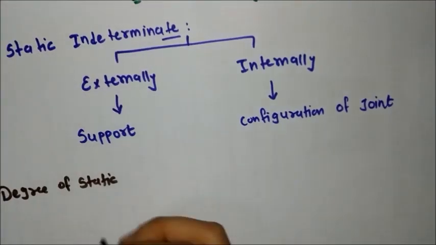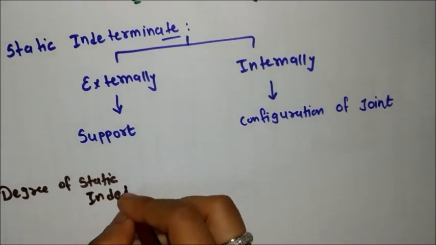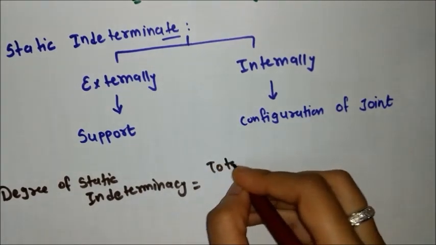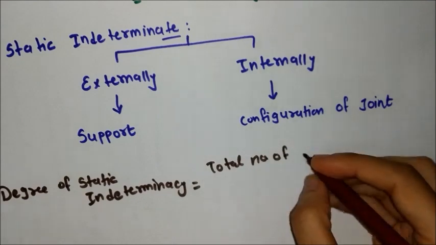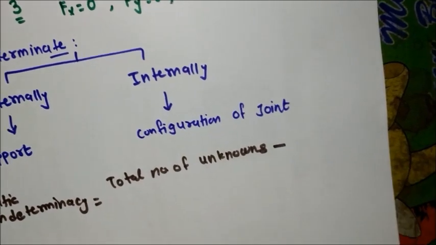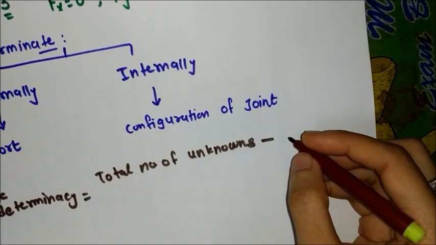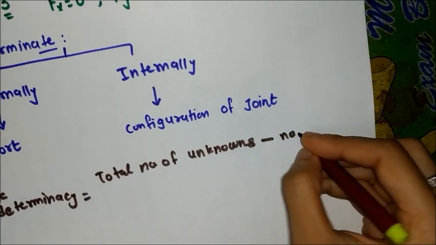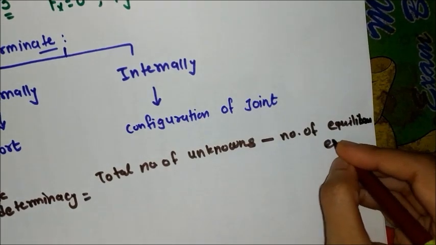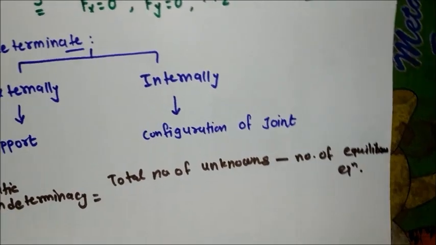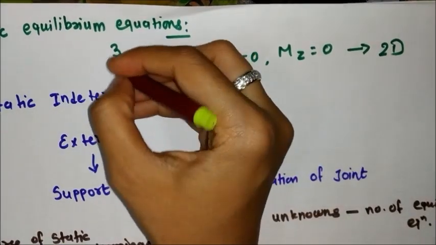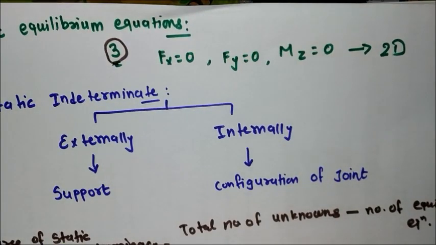The degree of static indeterminacy is equal to the total number of unknowns in the system minus the number of independent equilibrium equations. As we discussed previously, the static equilibrium equations for a 2D structure are 3.